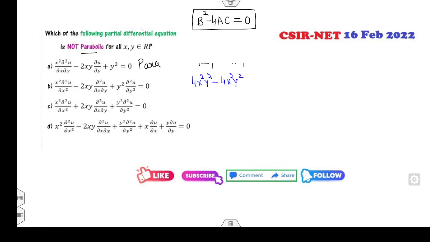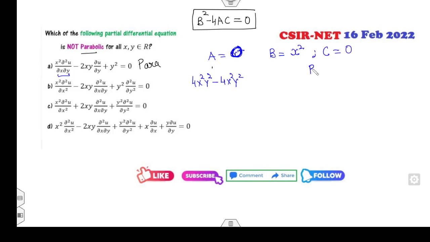Why? Because in the first case, what is the a? A is my coefficient of the uxx, so a will be 0. Fine. What is the b? Coefficient of the x and y. B is my x square and c will be coefficient of the uyy.